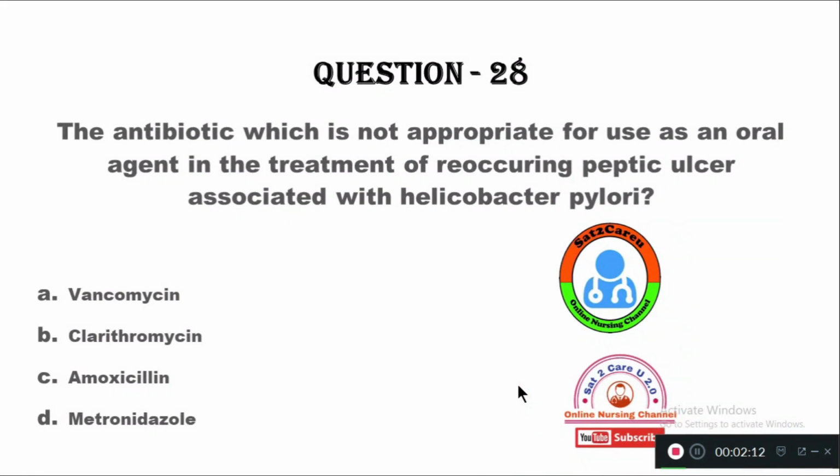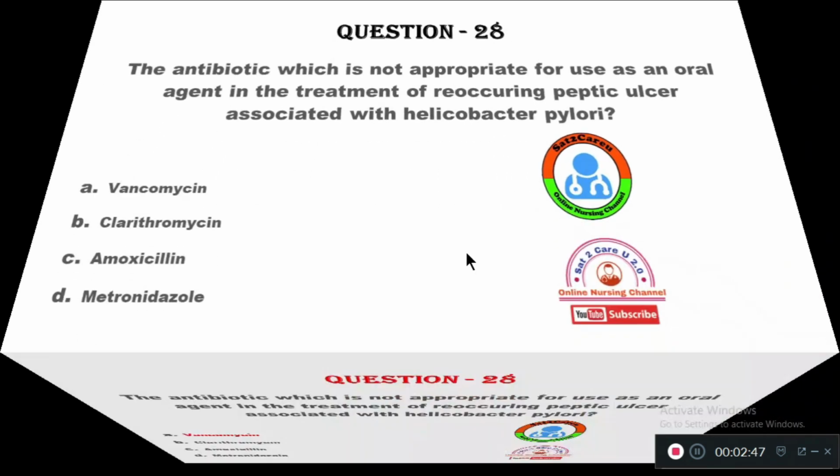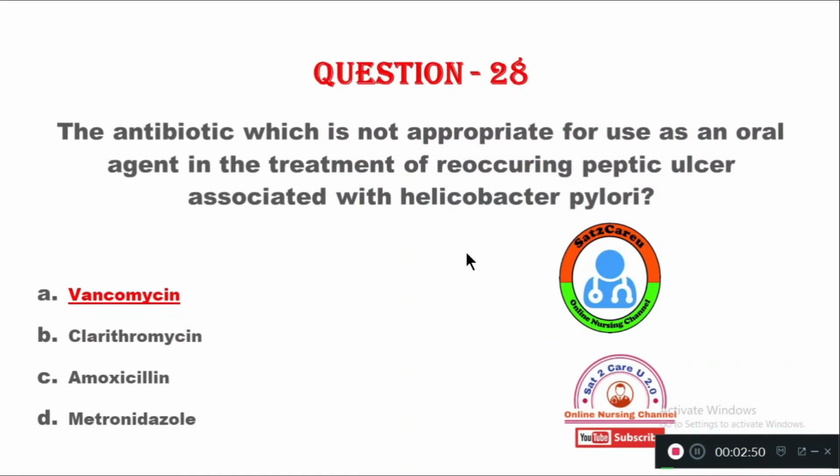Question number 28. The antibiotic which is not appropriate for use as an oral agent in the treatment of recurring peptic ulcer associated with Helicobacter pylori is option A, vancomycin, B, clarithromycin, C, amoxicillin, option D, metronidazole. So which antibiotic is not appropriate to use as an oral agent in the treatment of recurring peptic ulcer? The right answer is option A, vancomycin.